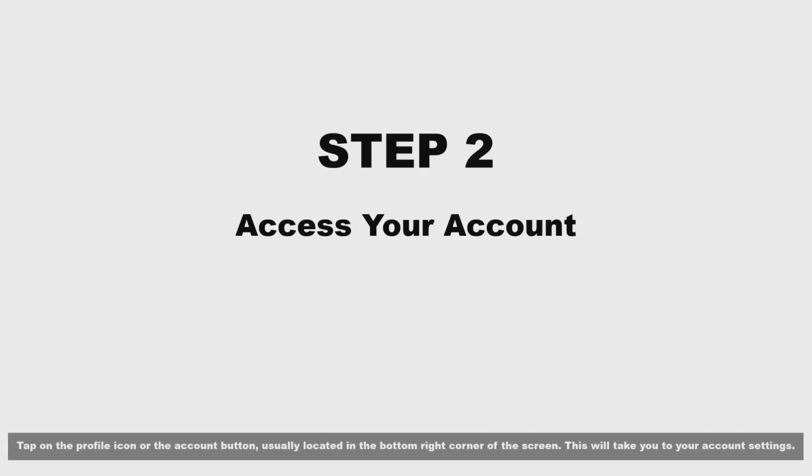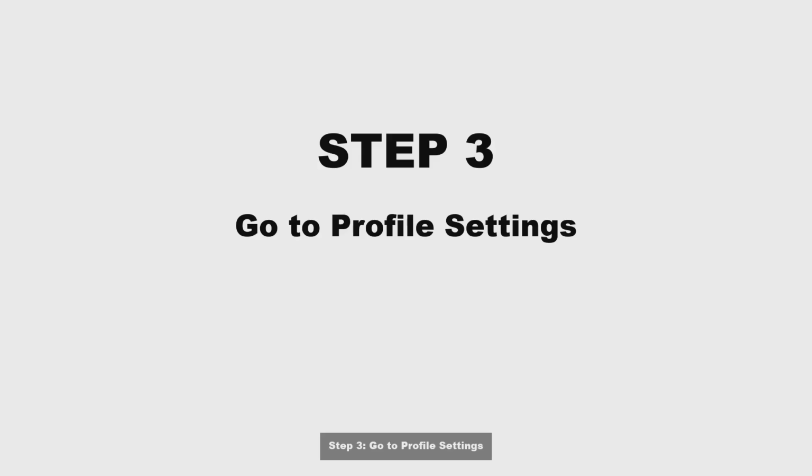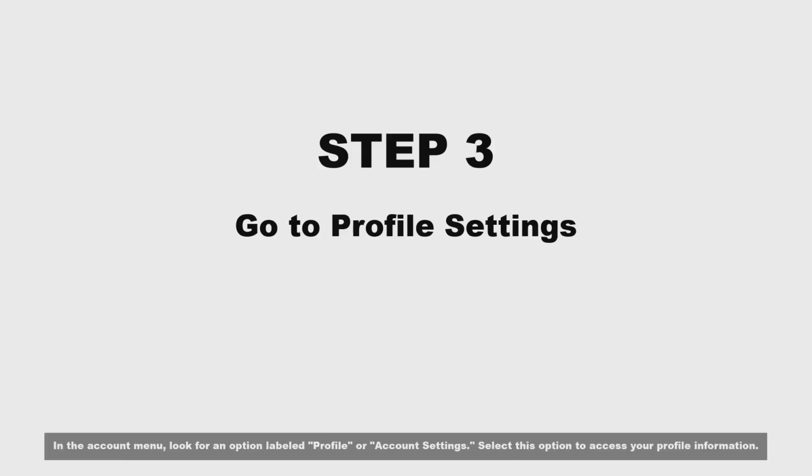Step 2. Access your account. Tap on the profile icon or the account button, usually located in the bottom right corner of the screen. This will take you to your account settings. Step 3. Go to Profile Settings. In the account menu, look for an option labeled Profile or Account Settings. Select this option to access your profile information.